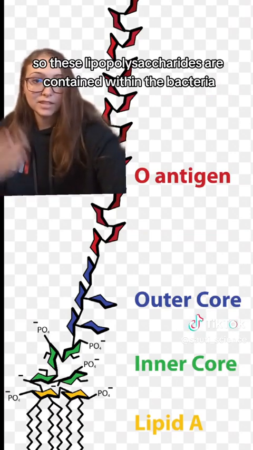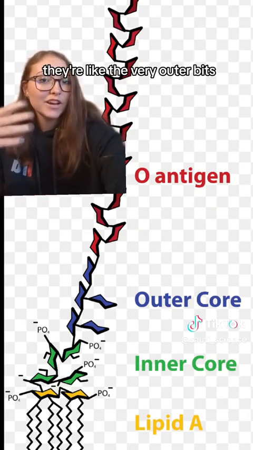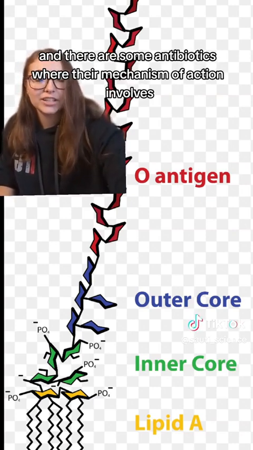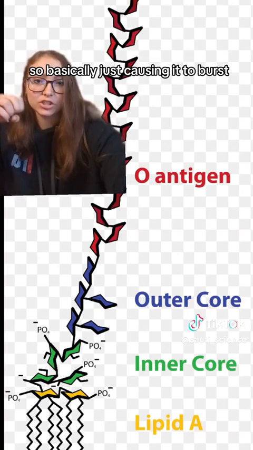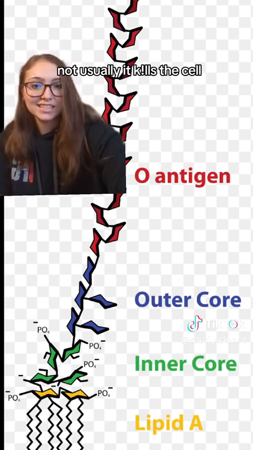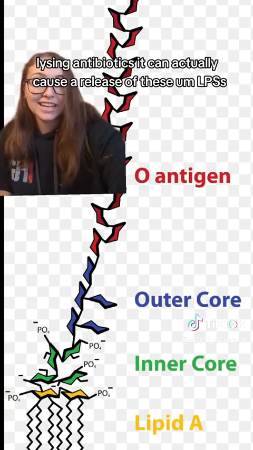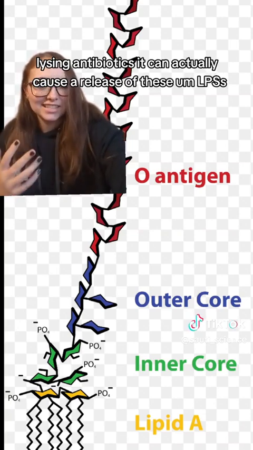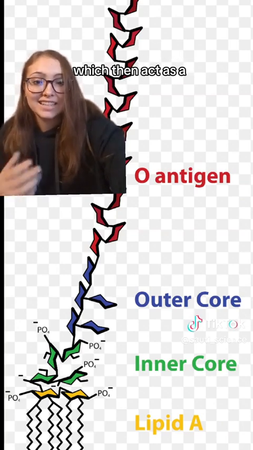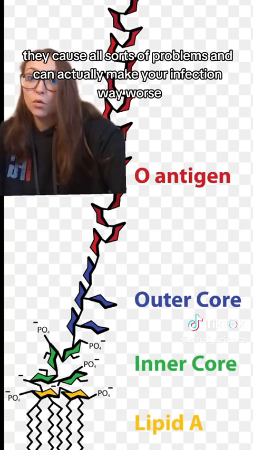So these lipopolysaccharides are contained within the bacteria's outer membrane. They're like the very outer bits. And there are some antibiotics where their mechanism of action involves lysing the cell, so basically just causing it to burst, which usually kills the cell. Okay, not usually. It kills the cell, but sometimes when you use the lysing antibiotics, it can actually cause a release of these LPSs, particularly lipid A, which then act as the endotoxin. They cause all sorts of problems and can actually make your infection way worse.